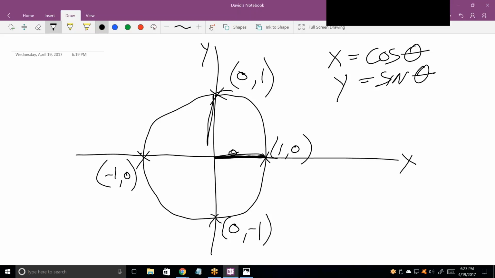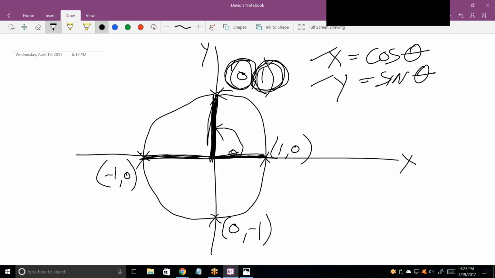Now let's look at a 90-degree angle. What's the cosine of 90 degrees? 1. No. The cosine is the x-coordinate. The sine is the y-coordinate. Get it? 0. Based on this right here. So what is the cosine of 90 degrees? 0. What's the sine of 90 degrees? 1. Okay, now you got me.